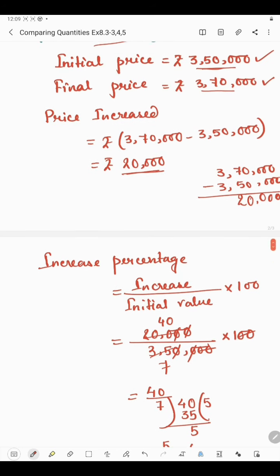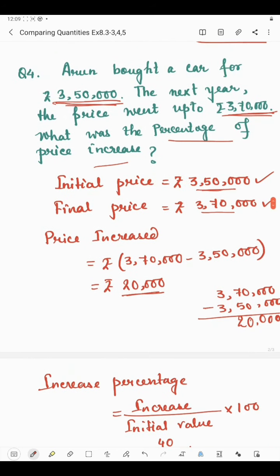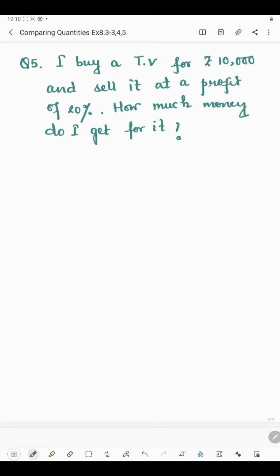Okay, so this was all about question number 4. Now coming to question number 5. Question number 5 says, I buy a TV for rupees 10,000 and sell it at a profit of 20%. How much money do I get for it? Here, I buy a TV for rupees 10,000 means the cost price of the TV is given, because the product was bought for rupees 10,000, so CP is 10,000.